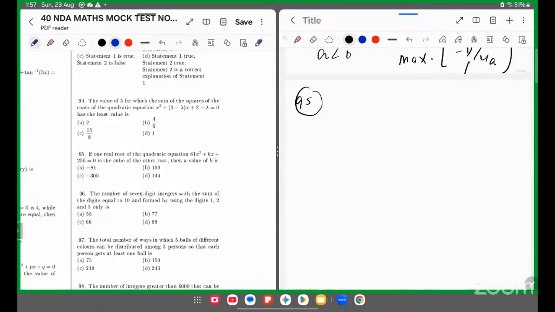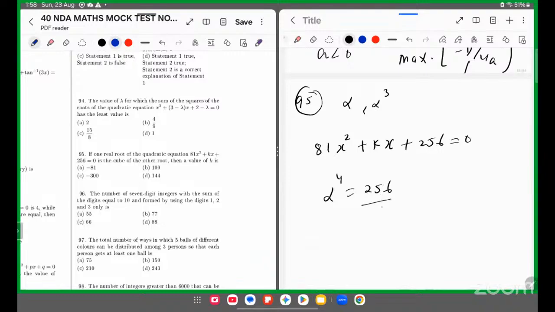If one root of the quadratic equation is the cube of the other, then the value of k is. वही वाला, वैसे ही काम करने का. तो प्रोडक्ट ऑफ रूट्स, सम ऑफ रूट्स निकालने का, आ जाएगा उधर से आंसर. तो अगर एक α है दूसरा α³ है, तो इक्वेशन पहले हम लिख लेते हैं इधर, 81x² + kx + 256 = 0. तो क्वेश्चन में बोला है एक α है दूसरा α³ है, तो α⁴ कितना आएगा, 256/81.